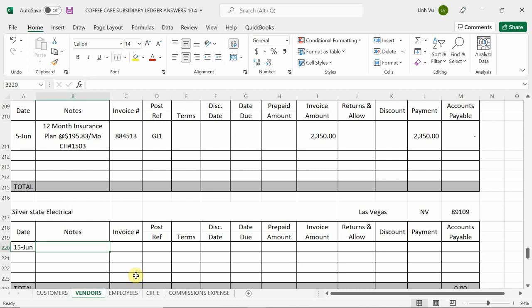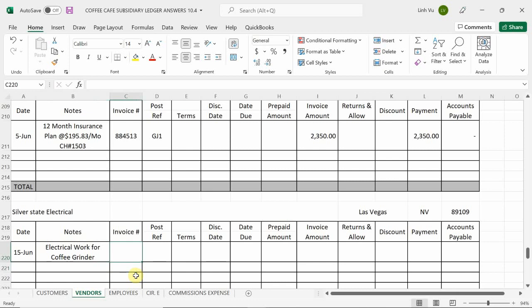Do we have to put down the coffee grinder electricity bill? Or how do we know? That's perfectly fine. So you can say electrical work for coffee grinder. Invoice 3351. Okay. Post ledger 5. Terms net 4. Discounted date June 19. Not the discount date. There's no discount here. No, there's not. The due date, sorry.